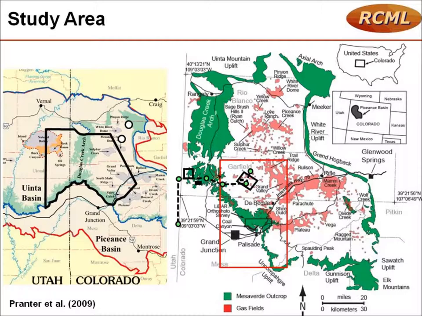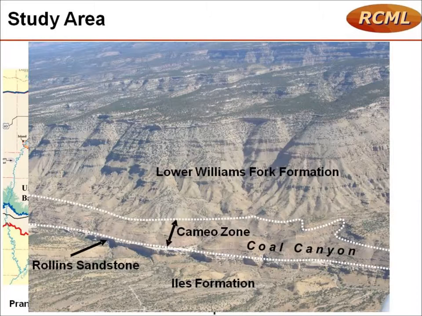And if we zoom in on an area down here and just focus in on this Coal Canyon area, which I'll talk about most today, that's what's shown here. And so these rocks that are exposed here at outcrop dip gently into the Piceance Basin where they're producing natural gas. These are all Upper Cretaceous in age. We have the Rollins Sandstone, which is part of the Iles Formation. These are primarily shallow marine deposits.